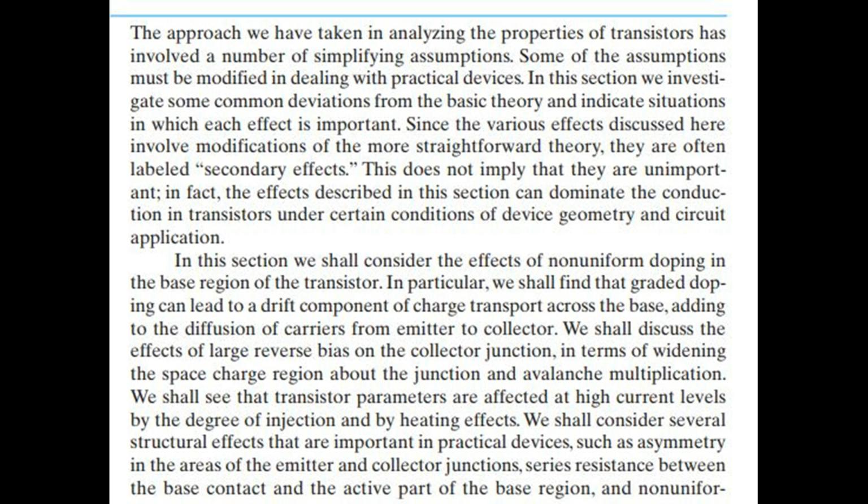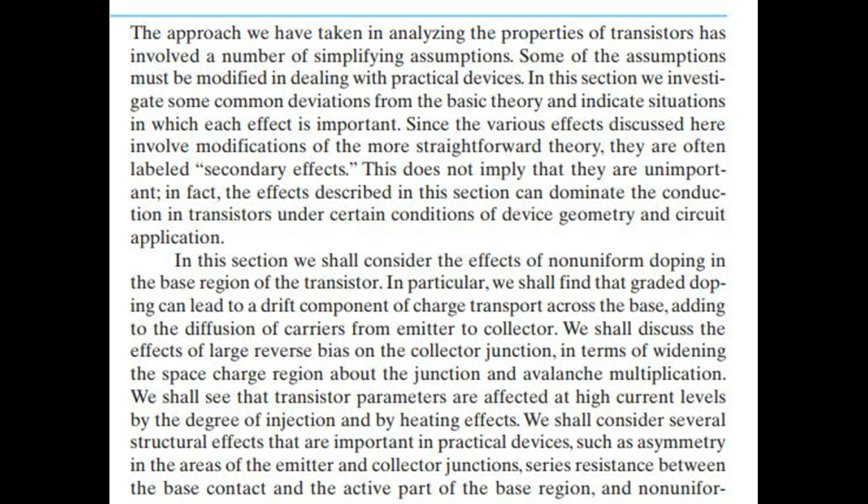In this section we shall consider the effects of non-uniform doping in the base region of the transistor. In particular, we shall find that graded doping can lead to a drift component of charge transport across the base, adding to the diffusion of carriers from emitter to collector. We shall discuss the effects of large reverse bias on the collector junction, in terms of widening the space charge region about the junction and avalanche multiplication.